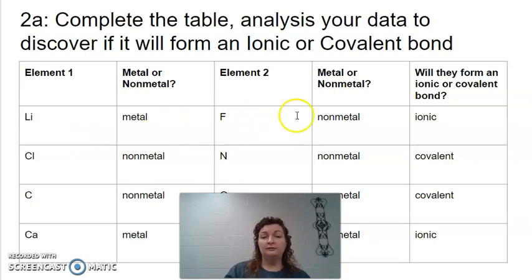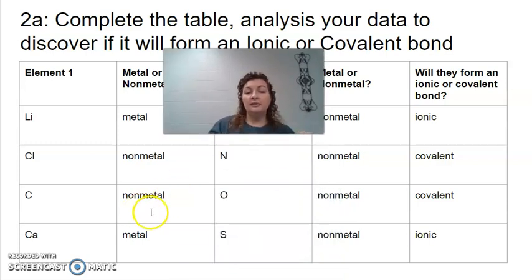Lithium is a metal, fluorine is a nonmetal, which gives you an ionic bond. Chlorine, nonmetal, nitrogen, nonmetal, which makes it a covalent bond. Two nonmetals coming together is a covalent bond. Carbon, nonmetal, oxygen, nonmetal, which makes it covalent. Calcium metal, sulfur, nonmetal, which makes it an ionic bond.